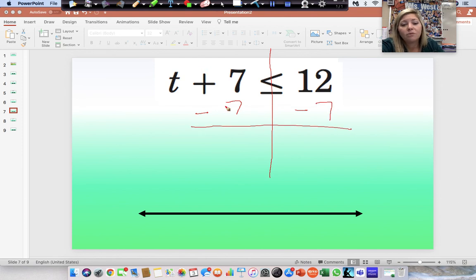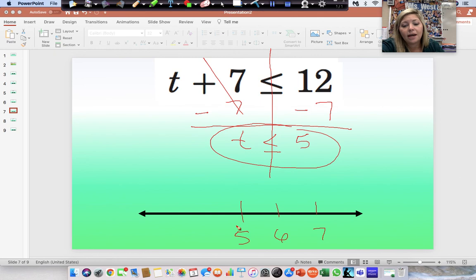7 minus 7, or this is a 0 pair you can call it, but 7 minus 7 is 0. Bring down our t. Bring down your less than or equal to sign, and then 12 minus 7 gives me 5. So t is less than or equal to 5. So I'm going to put 5 on my number line. We got 6 and 7 and 4 and 3.